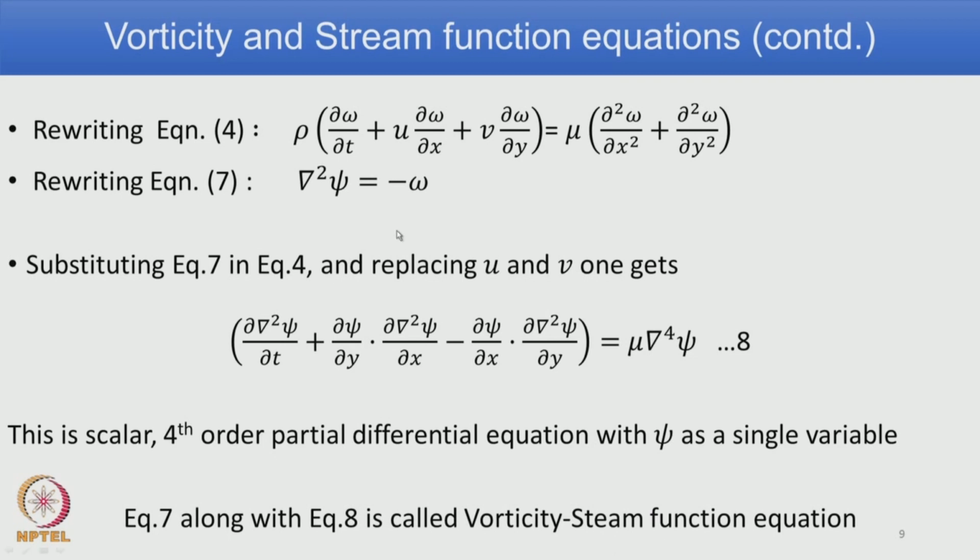Now, equation 7, that is del squared psi equal to minus omega, and equation 8, which is a transport equation written only with the psi. These two together are called the vorticity stream function equation. So, if you solve with corresponding boundary conditions, then you get psi from equation 8, which is related to equation 7 with omega, that is vorticity, and from stream function psi and vorticity omega one can recover the velocity field u and v.